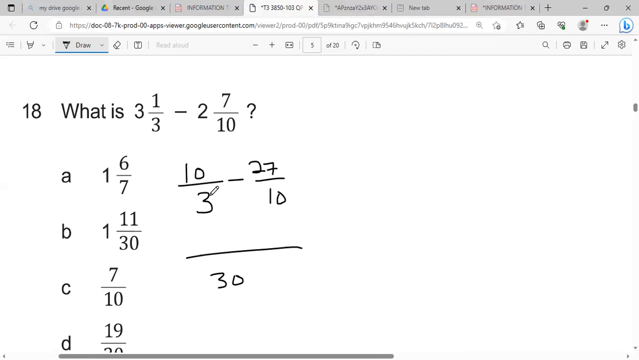All right, 3 into 30 goes 10 times, and then 10 times 10 is 100. Put our subtraction sign. 10 into that goes 3 times, and we simply multiply. 3 sevens are 21, 3 twos are 6, and that's 81. So that would leave 19 over 30. So that would be D.